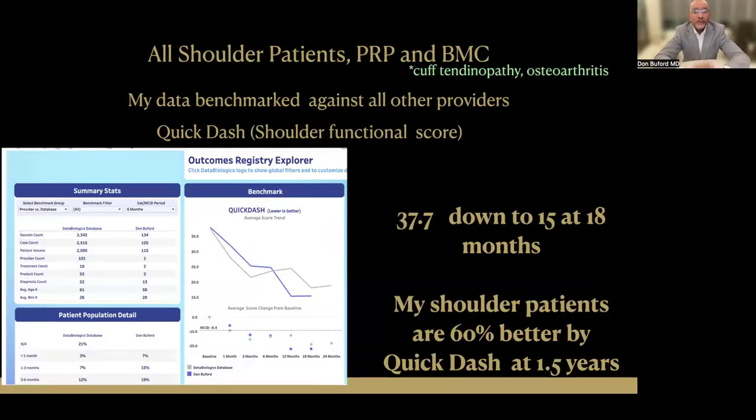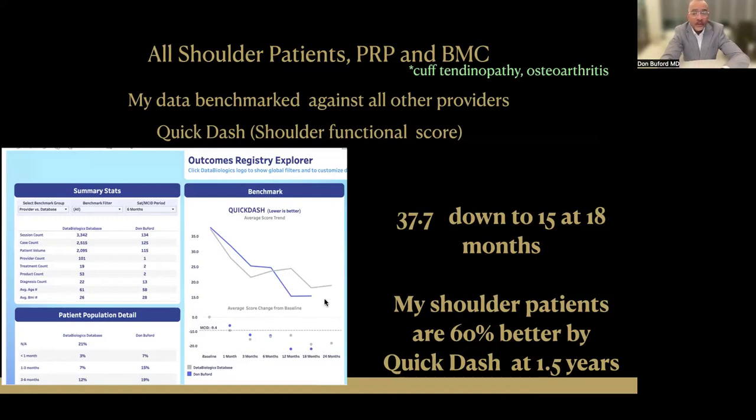So here's another example of my data benchmarked against all other providers. And this is looking at all shoulder patients, primarily cuff tendinopathy and arthritis patients treated with any orthobiologic. And so when I look at my score, which is the blue line, versus all comers in the registry, you can see that when we go out 12 months and even at 18 months, my shoulder patients are still doing well. So their QuickDASH score is down to 15 at 18 months. And so that's a 60% improvement in the QuickDASH 1.5 years after a single day of an orthobiologic treatment.